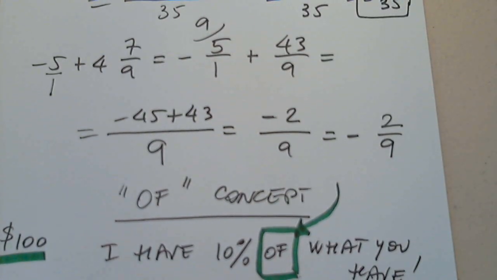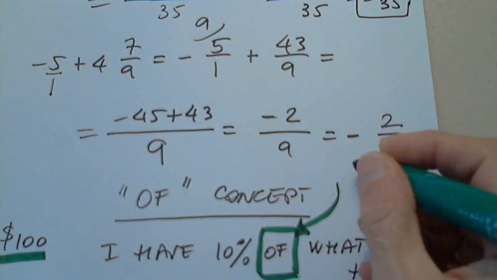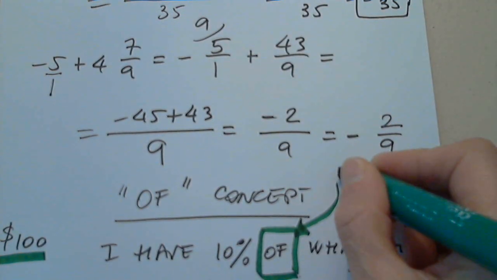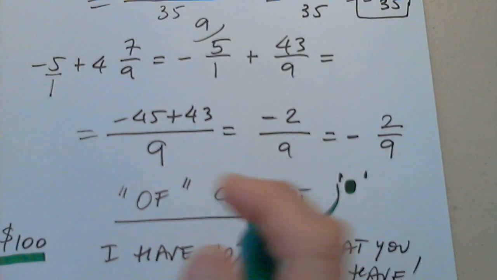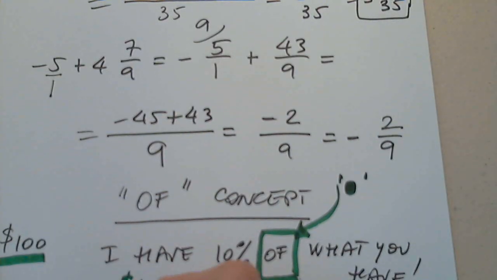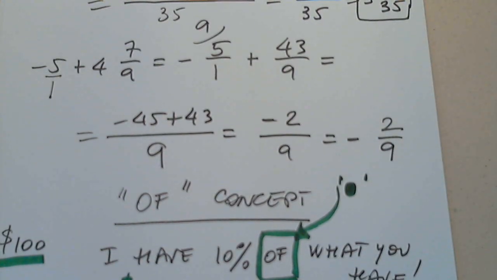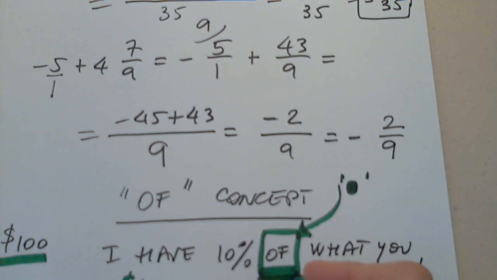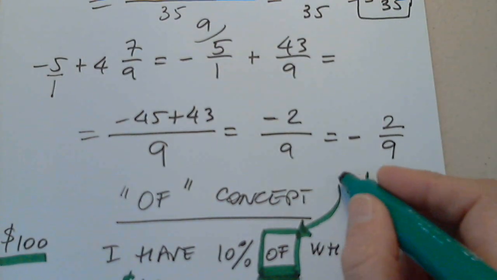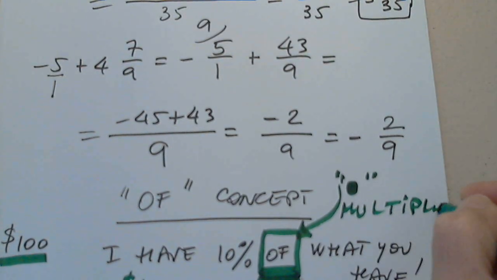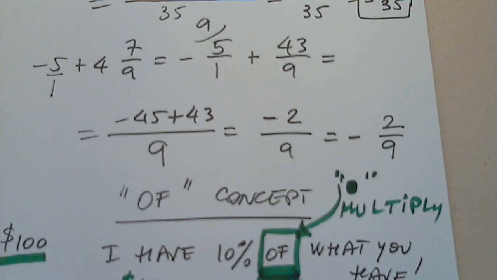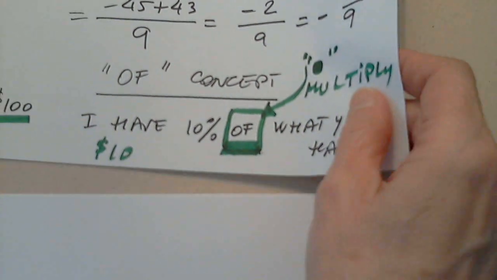Division. As I said, it's confusing. I completely agree. So of is only multiplication. Only multiplication. So 10% of this means $10. It's 0.1 of 100. So please understand, whenever you see of, think in terms of multiplication. Multiply. Yes, it's confusing, I agree. That's why I wanted to talk about it.